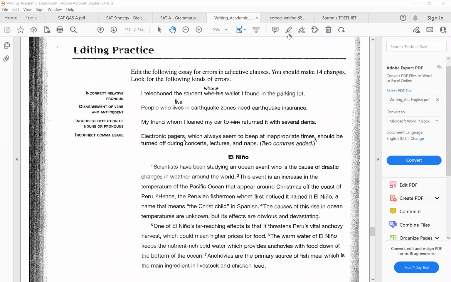In this lesson, we are going to do an editing practice on our adjective clause. So, quick recap. An adjective clause starts with something called relative pronouns, like who, whom, whose, which, that, or relative adverbs like when, where, and why. And remember, for when and where, we can also replace them with preposition plus which. So in the following essay, there are some errors regarding adjective clauses, and we should make 14 changes.